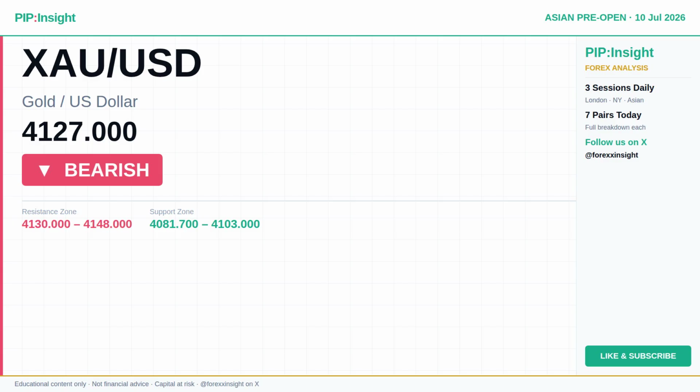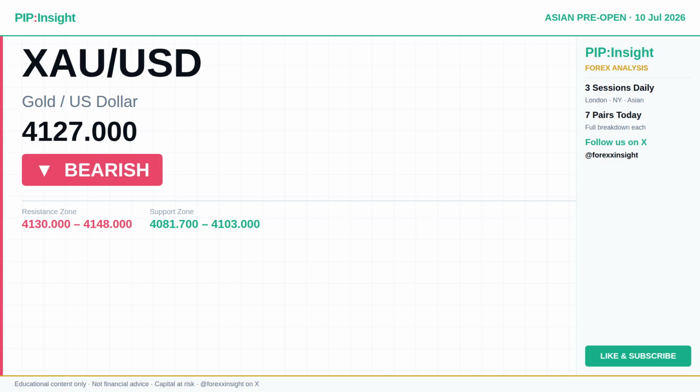Price closed Friday right beneath a significant resistance cluster between $4,130 and $4,148, a zone that capped gold repeatedly through the week. Every attempt to break above $4,130 was rejected, and that pattern matters.